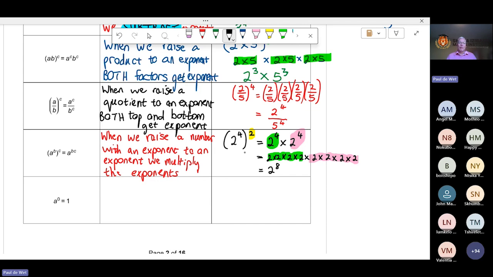Now, I think there is some space for confusion here. You might say, Paul, you said when we multiply, we add the exponents. That's correct. That is different to this. We've got a number with an exponent, and we're raising it to an exponent.